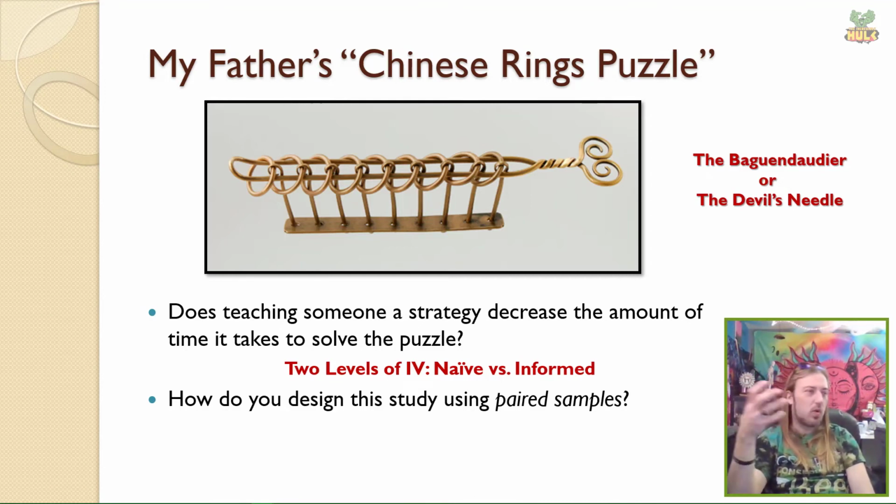And I'm not sure where he got it. I'm sure my mom bought it for him. It looks a lot like this. I found a picture of this online, which apparently is also called, I'm not even going to attempt that one, but it's also called the Devil's Needle, or the Chinese rings puzzle. So it took him a while to figure out how to solve this thing. I don't honestly have any estimate of how long, a couple of days, maybe a couple of months.